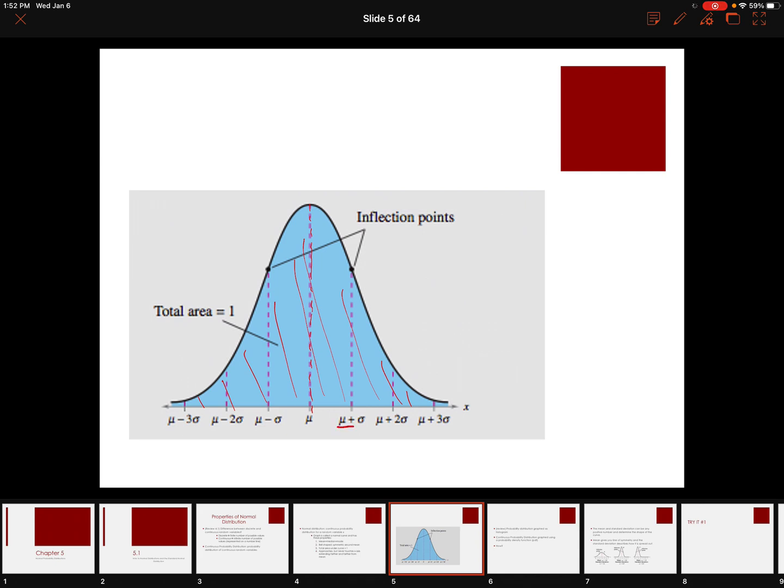Okay, and I can see that as I move 1 standard deviation, 2 standard deviations, 3 standard deviations to the right, 1 standard deviation, 2 standard deviations, 3 standard deviations to the left, I get closer and closer to that x-axis, but I'm never actually going to touch it. And it will continue on forever because, again, you have a continuous variable. These inflection points are always 1 standard deviation away.